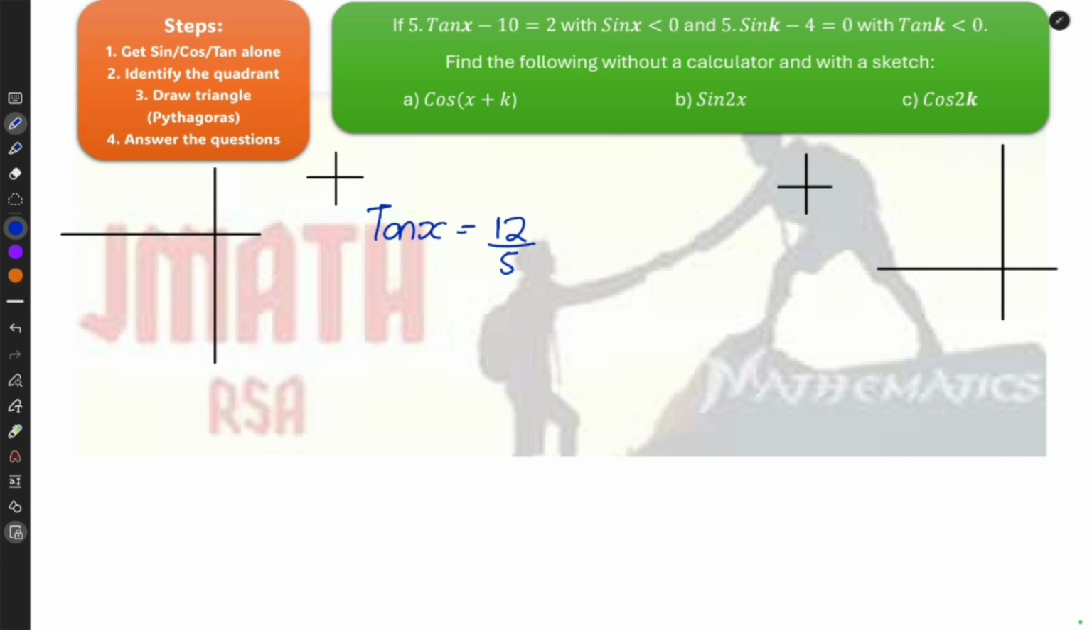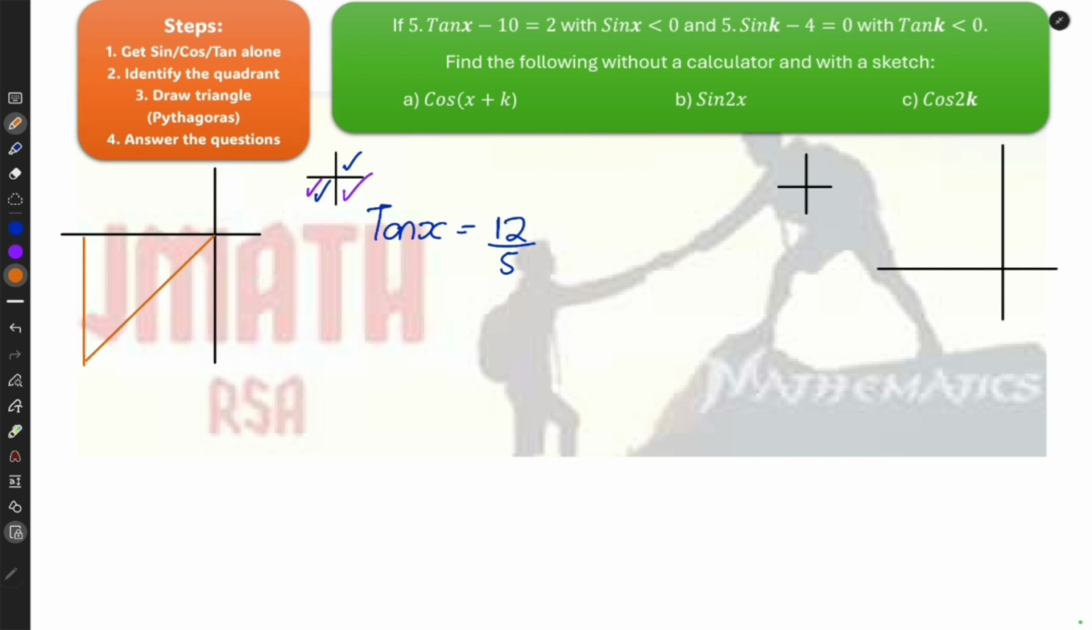So when I get to step 2, I need to identify the quadrant. Just make a little CAST diagram for yourself, and then you tick where tan is positive. Tan is positive in 1 and 3, and then where is sine negative, that is 3 and 4. And now I'm going to draw my diagram in the quadrant where I have 2 ticks. So this would be this one, and it always goes away from the cross and then back to the x-axis.